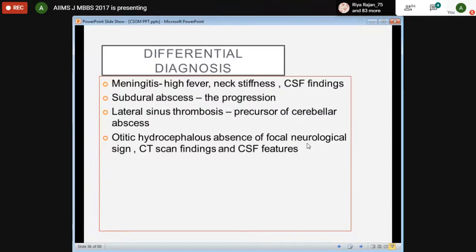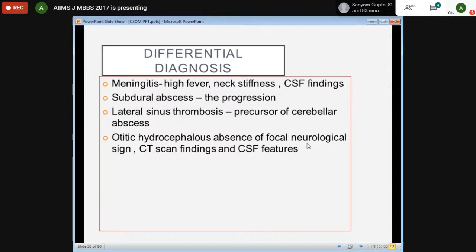And there are always DDs. By clinical signs and symptoms, never make a diagnosis. Always the diagnosis should be made after thorough examination, complete clinical evaluation, radiological evaluation, and pathological, like microbiological, evaluation after draining the abscess. So the DDs are meningitis, subdural abscess, lateral sigmoid sinus thrombosis, otitic hydrocephalus, which we'll discuss.